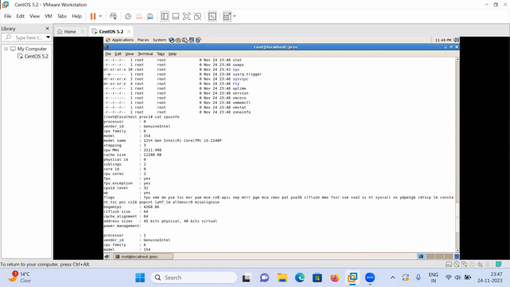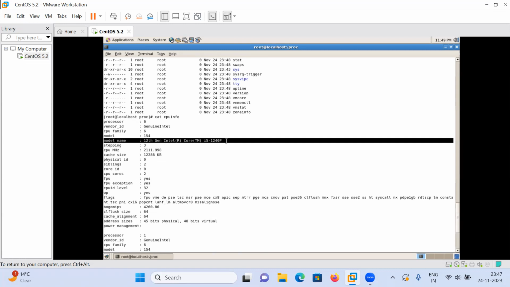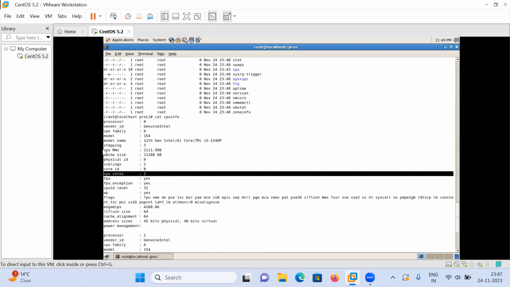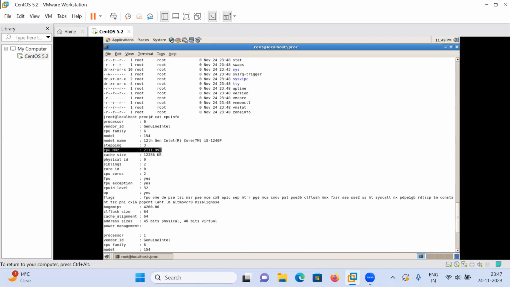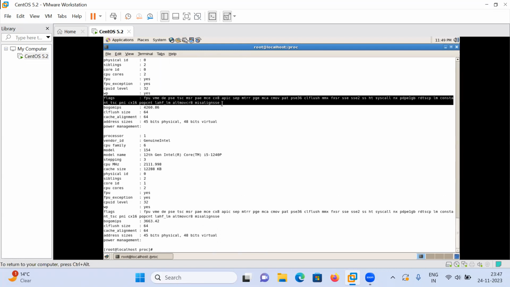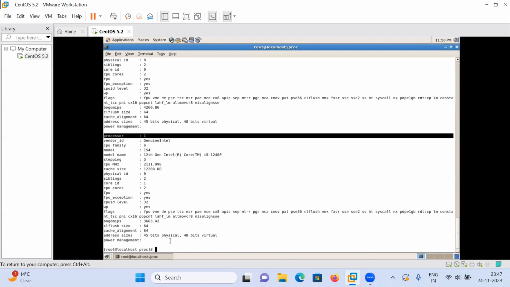That is, the vendor ID is Intel, and it is a 12th generation i5 1240P, and it has two CPU cores, and the CPU megahertz frequency is this, and the cache is 12 MB. Here are the flags. Here also we have a second processor. So this gives you all the information about the CPU. Thanks for watching.